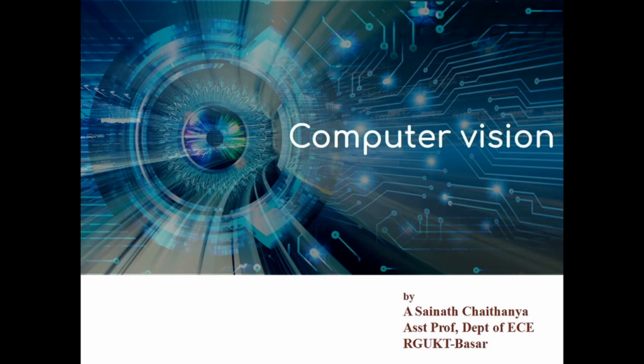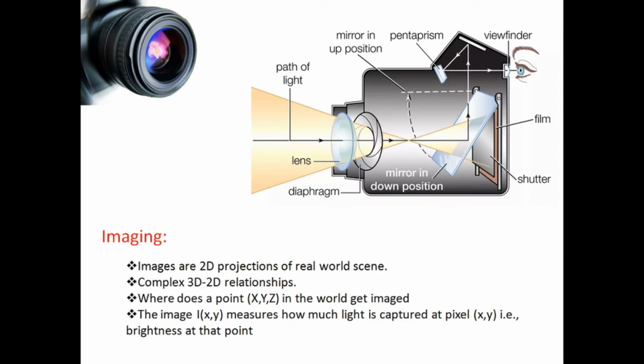Hello everyone, welcome to the lecture series on computer vision, and for today's discussion we will learn about the characteristics of a camera. In the prior lectures, I have discussed the operation of a human eye as well as the camera eye. The main objective of a camera is imaging. So what is this imaging?